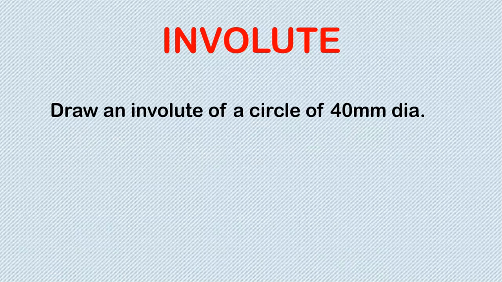Take down the problem. Draw an involute of a circle of 40 diameter. Once this data is given, we have to calculate the circumference. What is the circumference of the circle? Pi d. Pi into 40 is around 125.66. With this circumference, how are we going to draw the involute profile using AutoCAD?